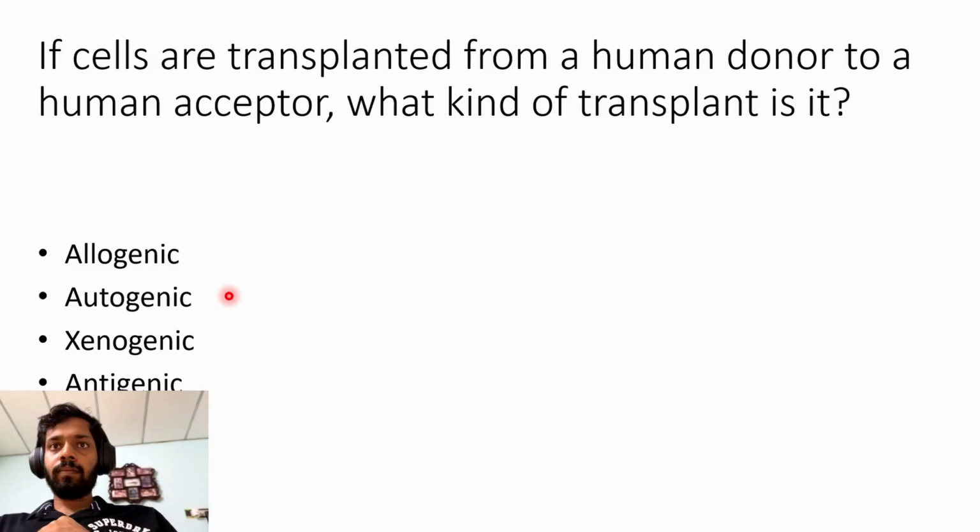And if you go to clinics for hair transplantation, they remove parts of your hair from somewhere else in the body and transplant it on top of your forehead, right? So that's autogenic. Allogenic is where transplantation happens within the same species.